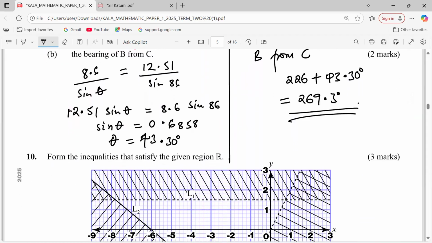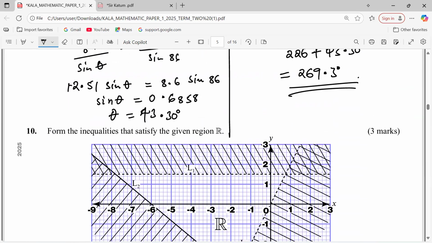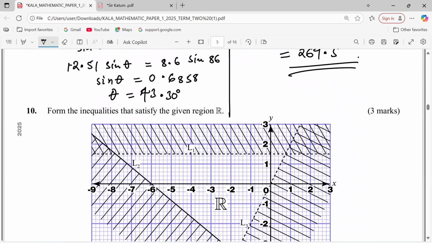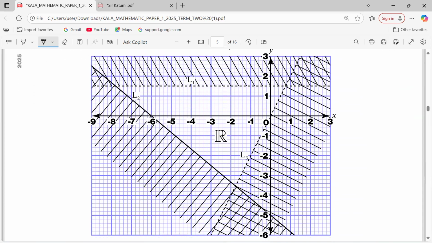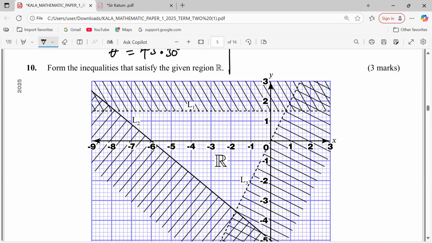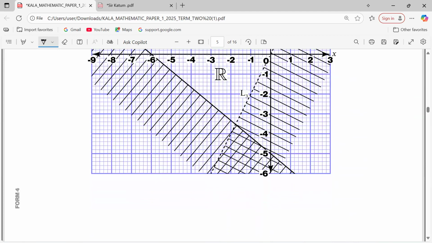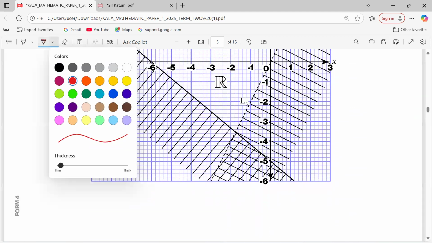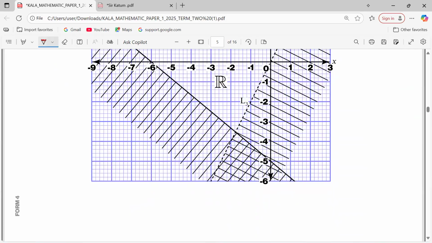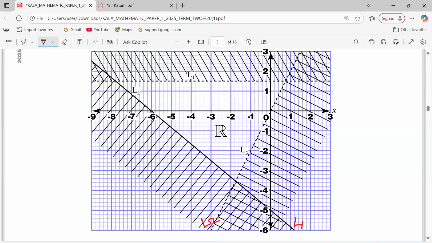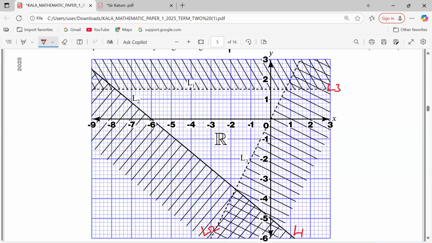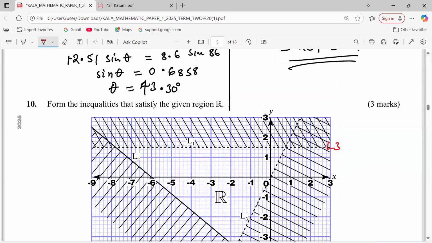Form the inequalities in number 10 that satisfy the region R. Region R is already indicated here. We have inequalities there. So these inequalities, we can have the lines. This one can be L1, this can be L2. Then we have L3. There are only three.